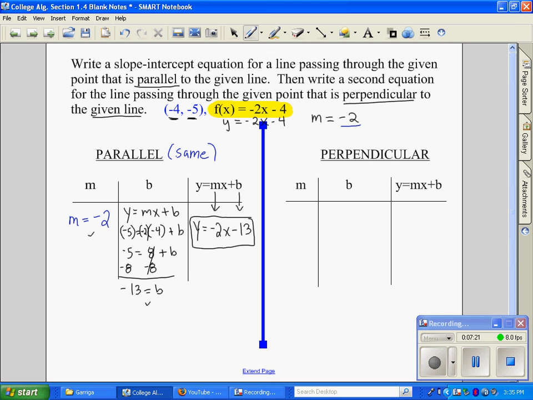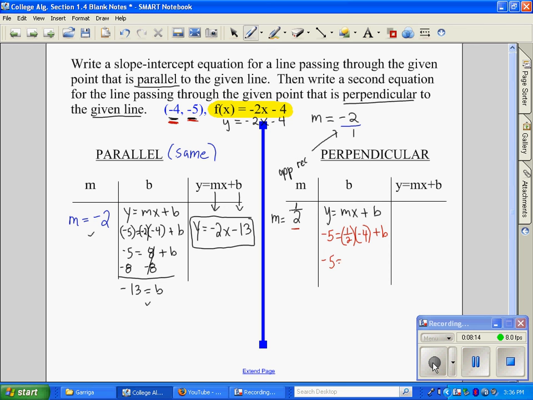Now, part 2 of this says we also want you to find the perpendicular line. So we're going to start with our slope. We want an opposite reciprocal of this. If this one's negative, we want positive. And if that's 2 over 1, we want 1 over 2. So we start with the opposite reciprocal slope. Then we're also going to say y equals mx plus b, and we're going to find b. Our y is negative 5, equals our m, which is 1/2, times x, which is negative 4, and then we have plus b.